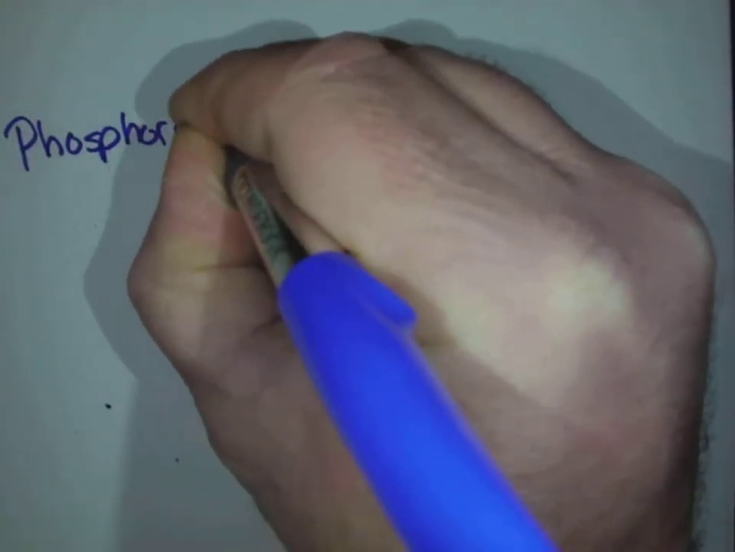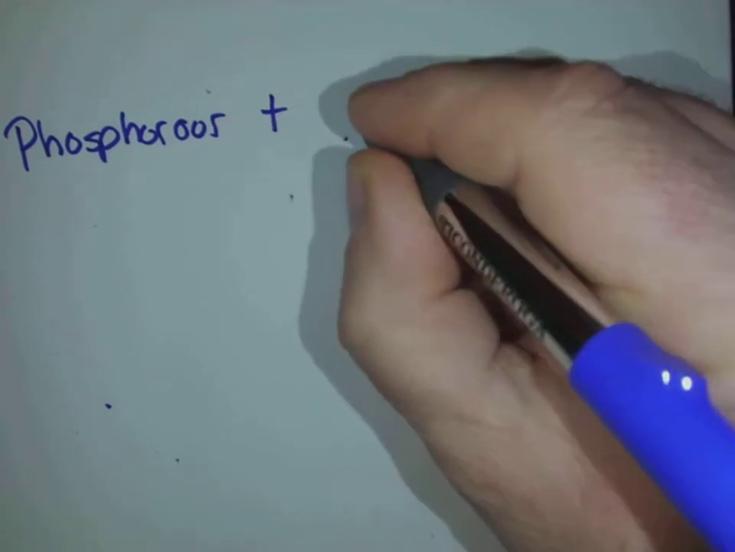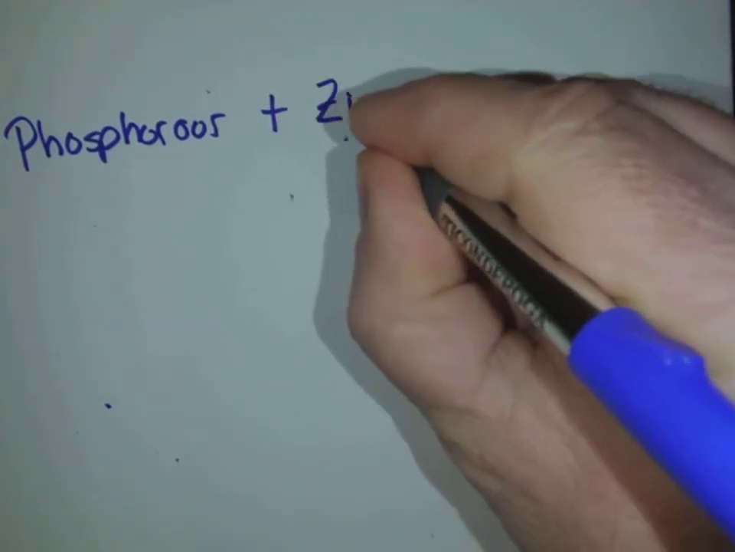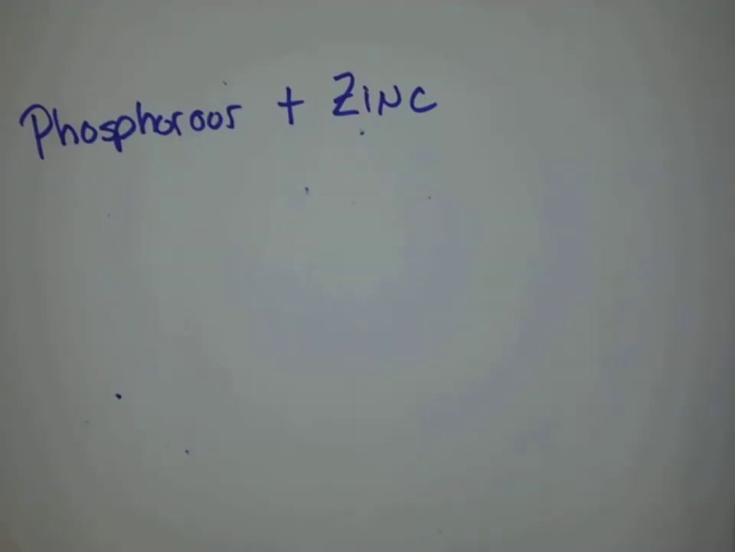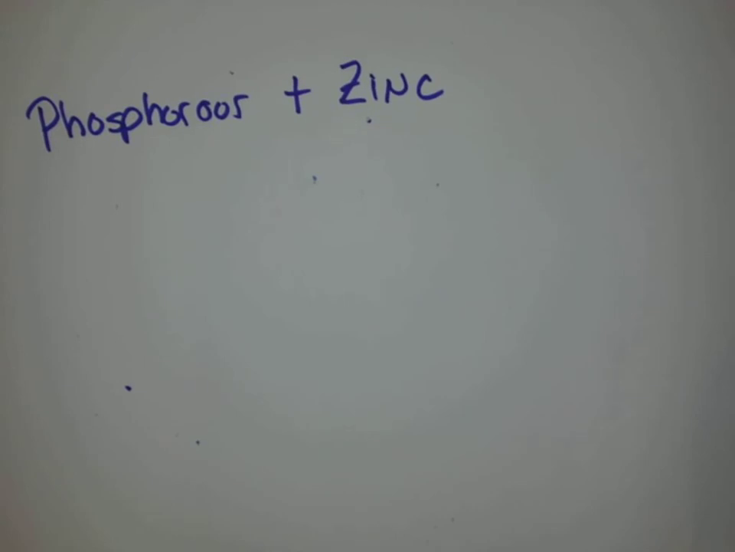All right, we'll go try a couple more to see if you can do this. So let's try this example. So phosphorus plus zinc. So hit pause and see if you can do this. All right, hopefully you come back.